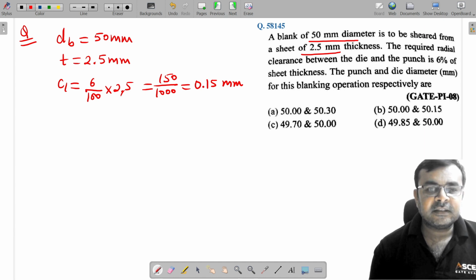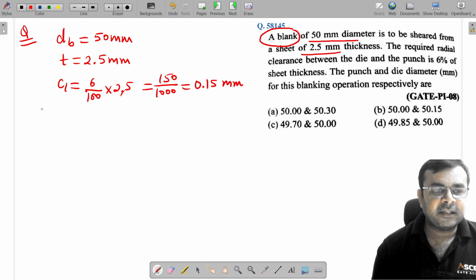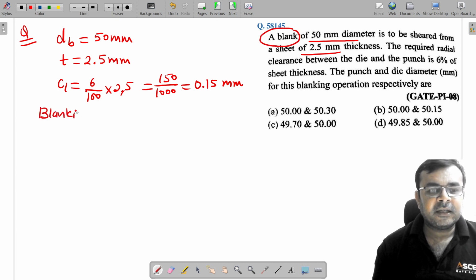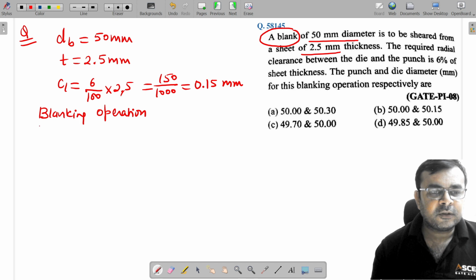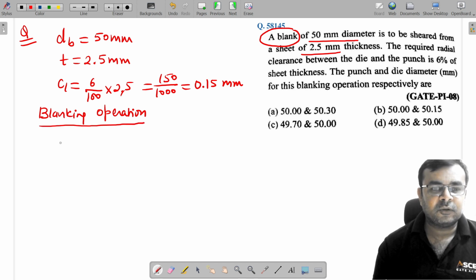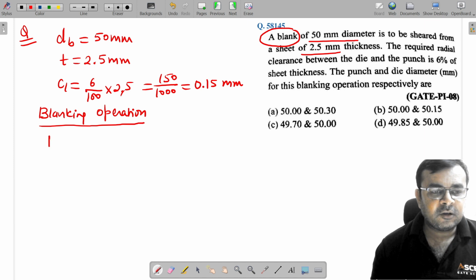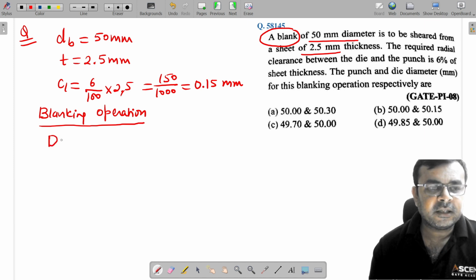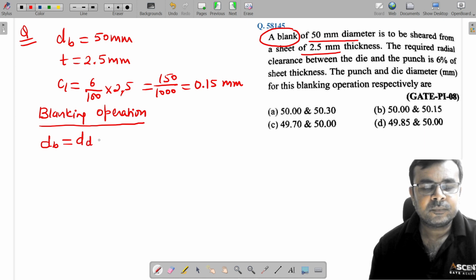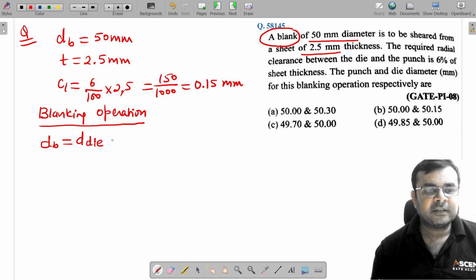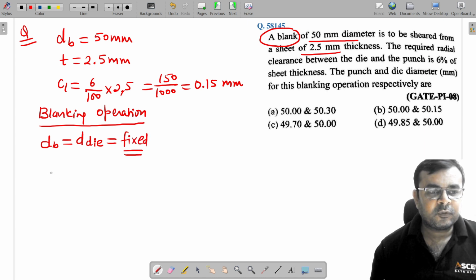Now the punch and die diameter. So once again, you can see this is a blanking operation. Is it clear? From the question, first you need to identify whether it is blanking or punching. So this is a blanking operation, and for the blanking operation, the diameter of the blank must be equal to the diameter of the die. Yes or no? And this is fixed. Is it clear?